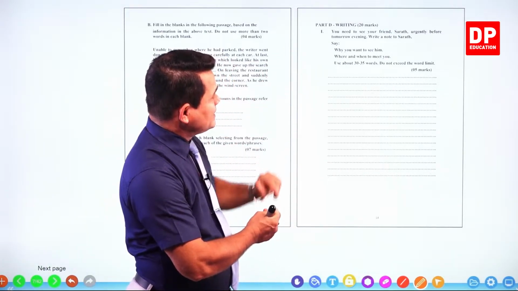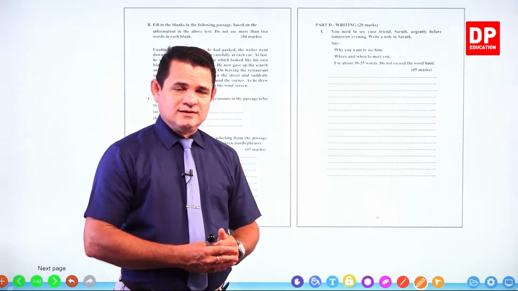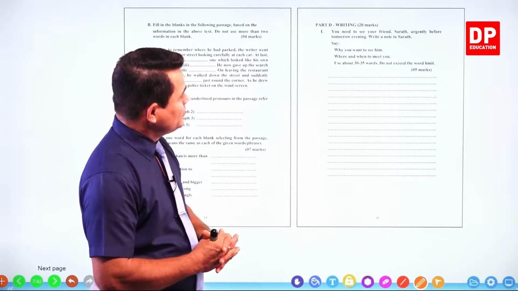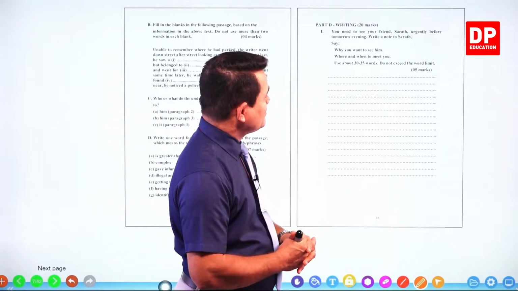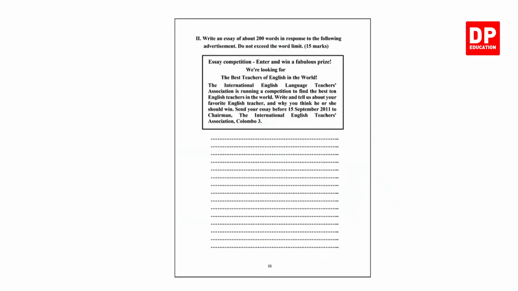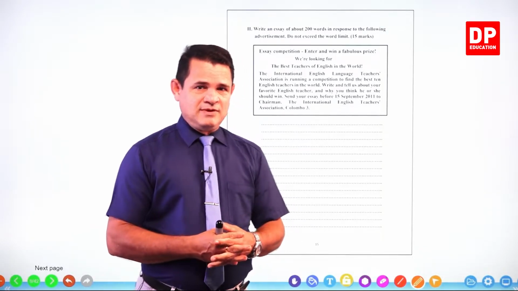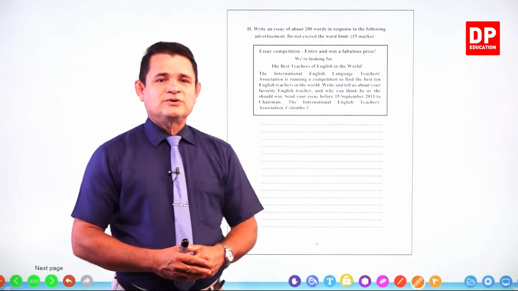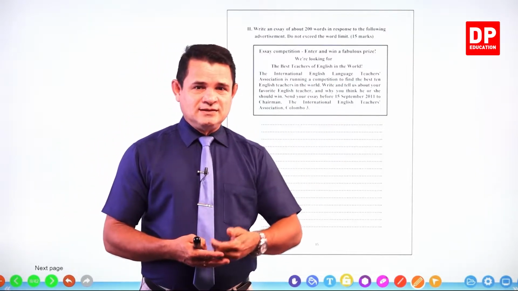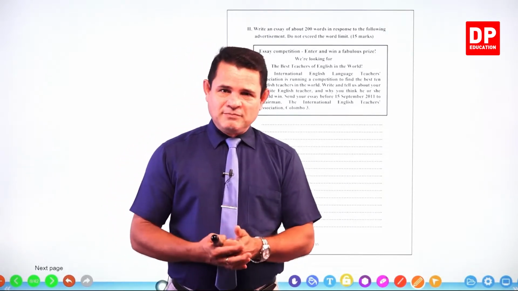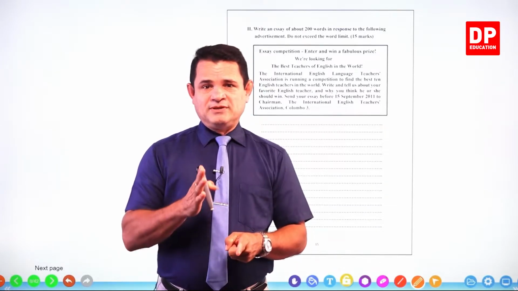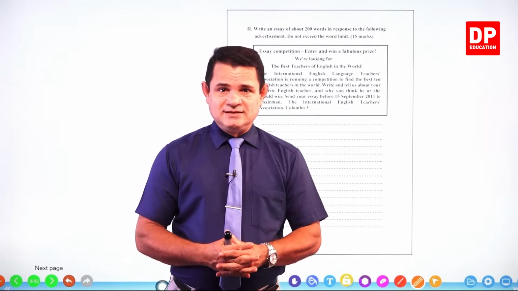Then comes Part D, writing. Part D has writing. Here you have one writing question, to write a note, and there's another question, to write an essay. So there are two questions in Part D, both writing. It can be writing a letter or an essay. Here, one is a note and the other is an essay. So now you know what kind of questions are there in the second paper. Now let's take them one by one and discuss them in detail, okay.